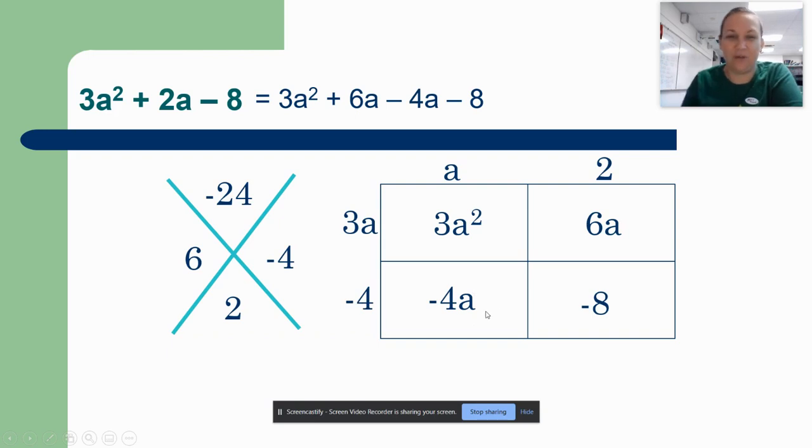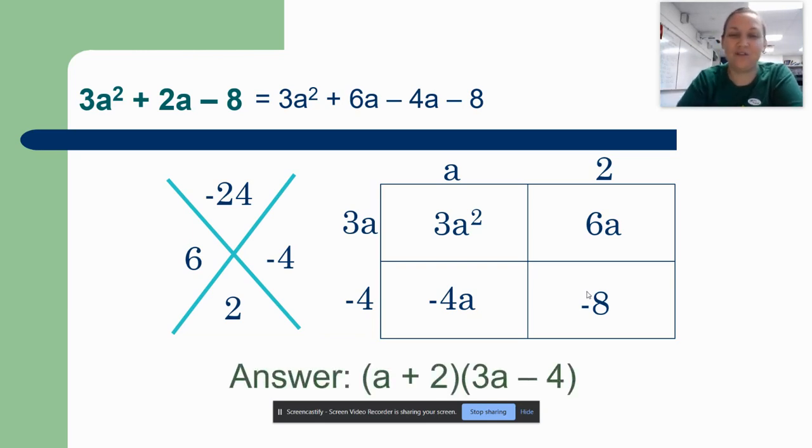And we double check really quickly. -4 times 2 is -8, so we did a good job. My final answer is 2 parentheses, 3a minus 4 and a plus 2, or the other way around. This was our second example out of 5 total, okay?